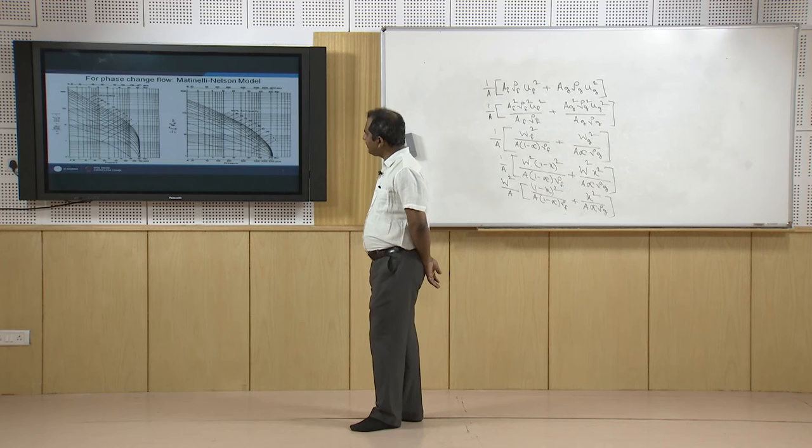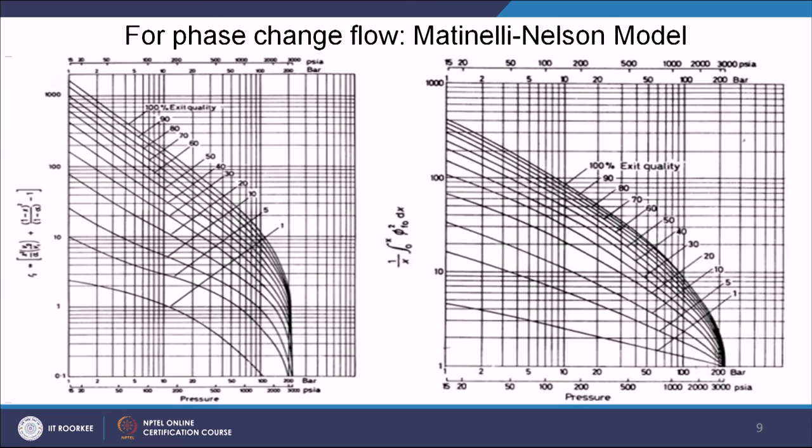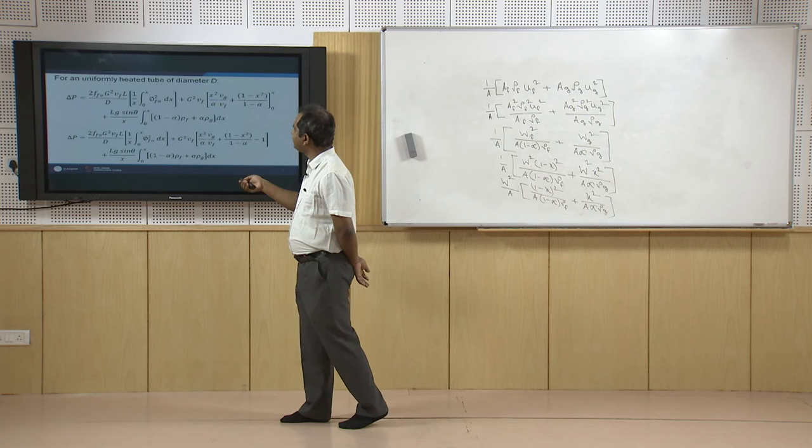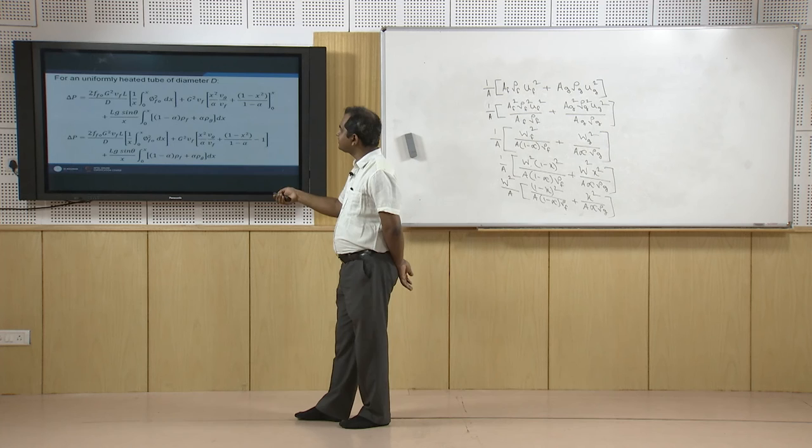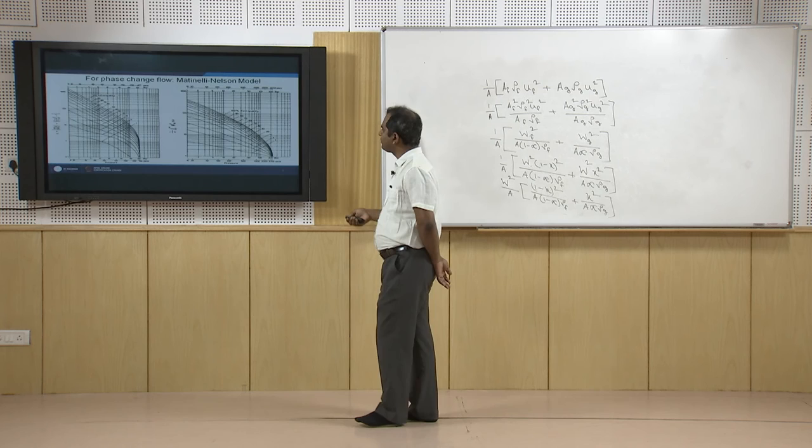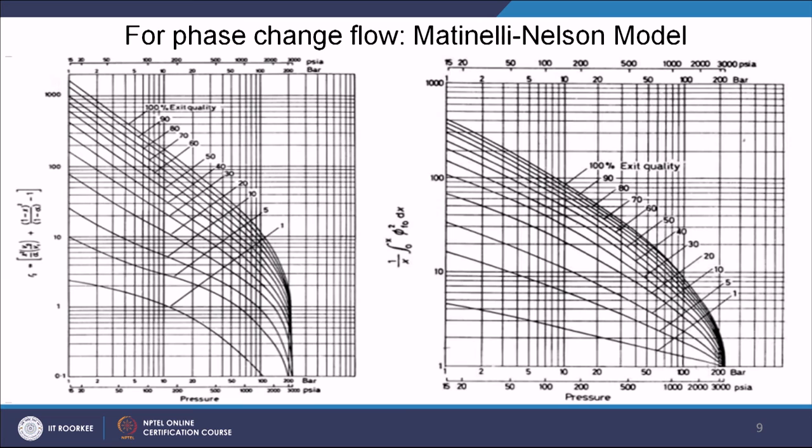In a similar fashion, in the right hand side curve, we are having in the ordinate 1 by x, integration from 0 to x of phi fo square into dx. If you remember your delta p, there we had in this bracket 1 by x, 0 to x, phi fo square dx. So, this term can be found out using the Martinelli-Nielsen curve once you know the pressure and the exit quality. These are the exit quality lines varying from 1% to 100%. So, both these unknowns, in the accelerational part and the frictional part, you can find out using the Martinelli-Nielsen model.